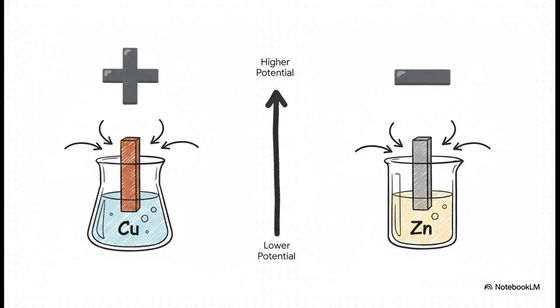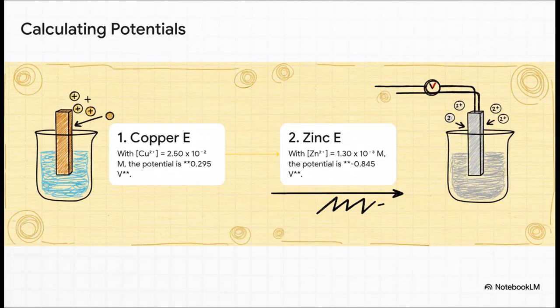So to calculate the EMF, first we need to know who's on what team, cathode or anode. There's a super simple rule of thumb. The half reaction with the higher standard potential, that's your cathode. That's where reduction happens. The one with the lower potential is the anode, where oxidation goes down. So for us, copper is the cathode and zinc is the anode. Easy.